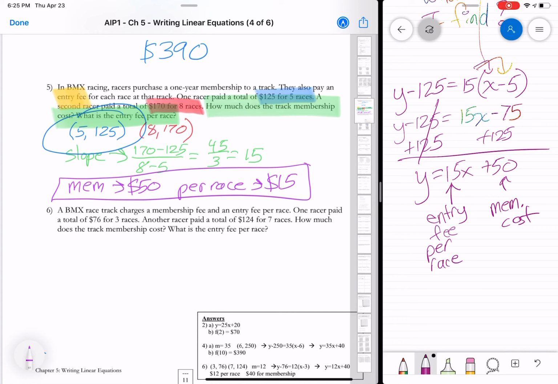Go ahead and try number 6. I'm going to write the answer here for you so that you can see what it is. So for number 6, per race, it'll cost $12, and our membership cost will give us $40.